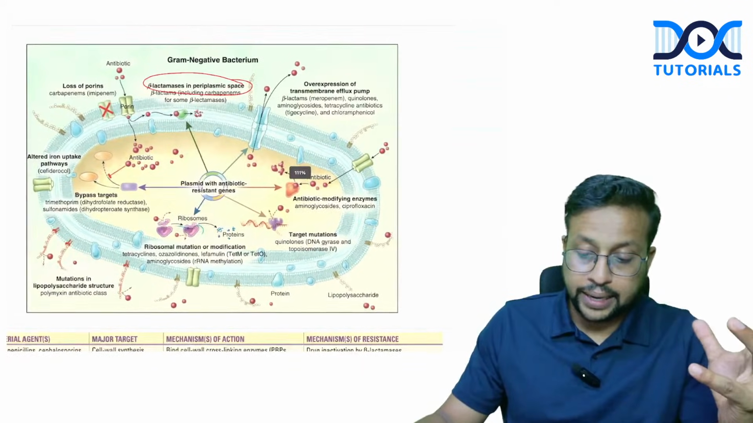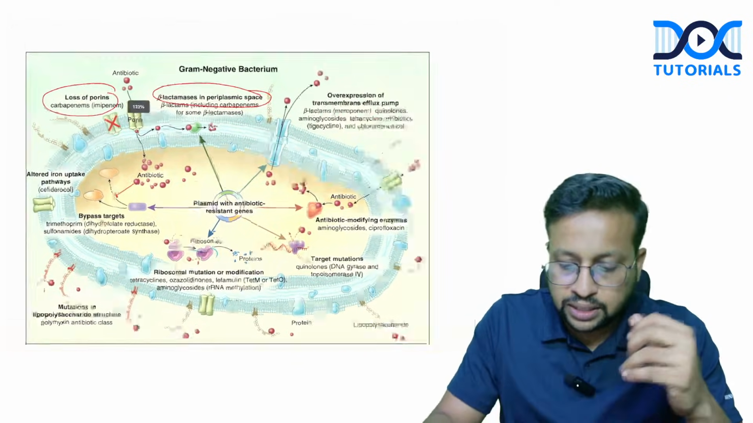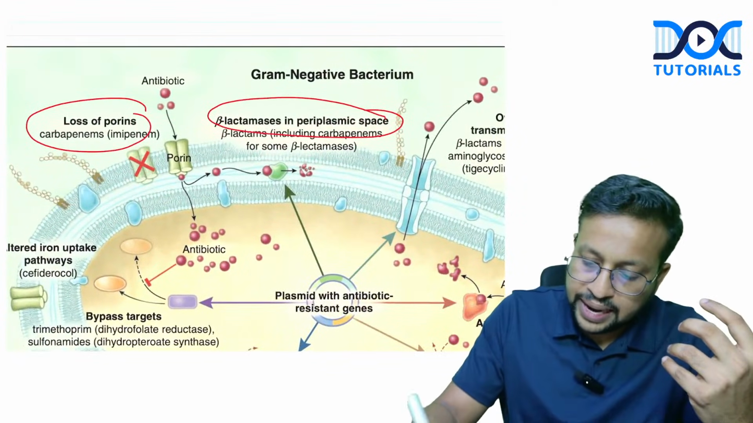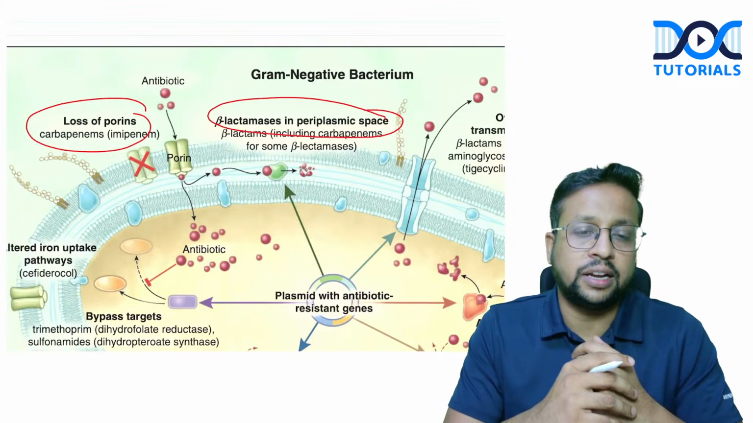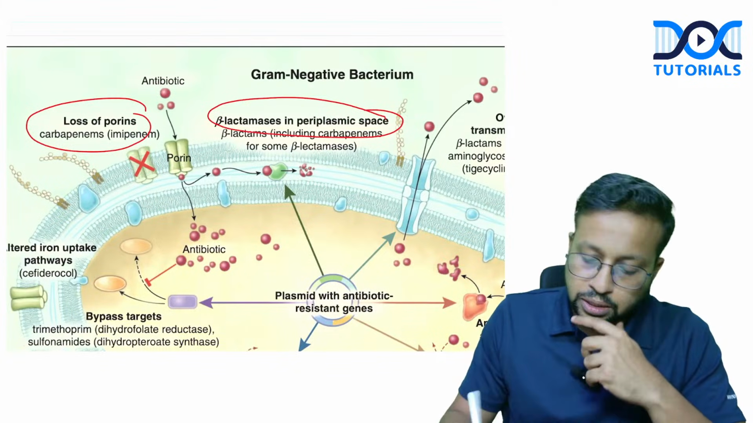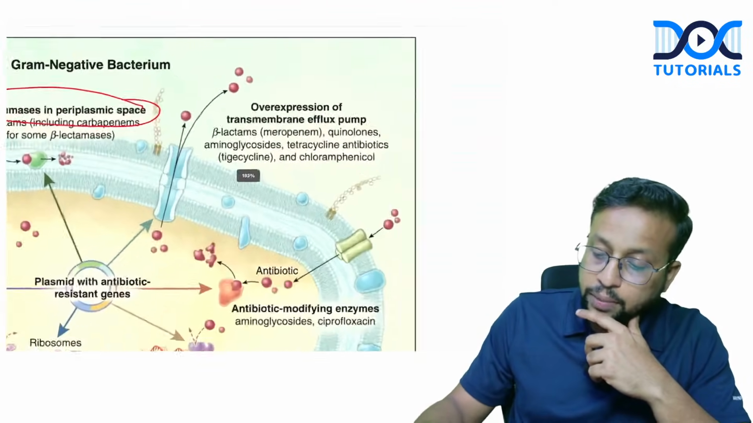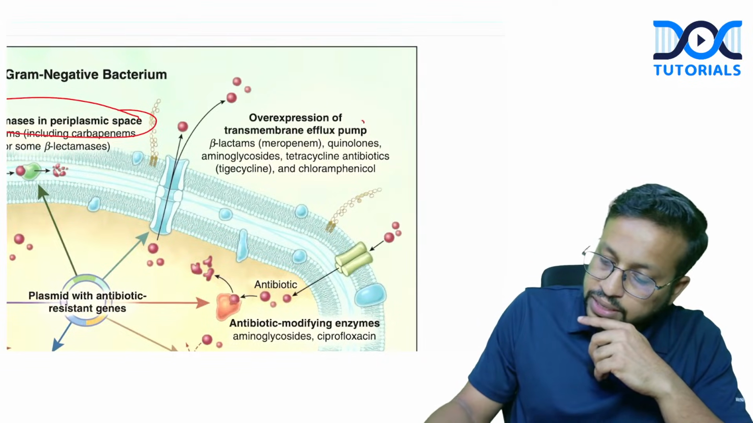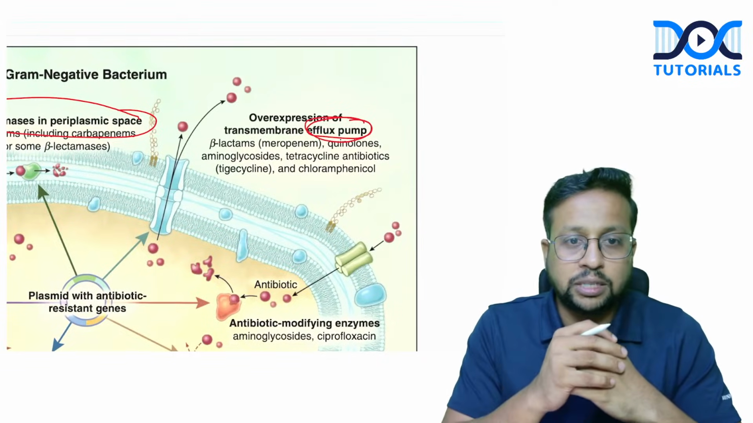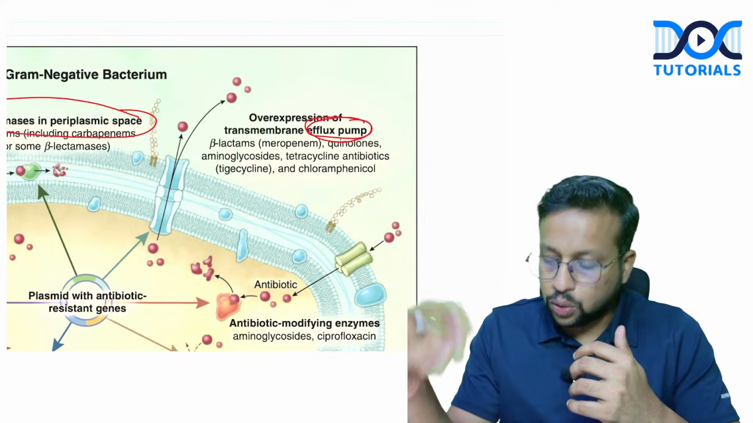Similarly, there are a lot of other mechanisms. For example, porin mutations. The porins are the channels through which the antibiotics enter the periplasmic space. If the porins are mutated, the antibiotics will not be able to enter. So that is one mechanism. There is also a mechanism by which the antibiotic may be thrown out of the cell by certain efflux pumps. The efflux pumps can get overexpressed and the antibiotics may get thrown out.